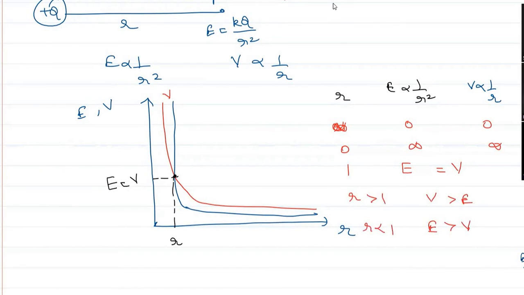If it is not clear, let me know. Clear? Yes, ma'am. So that's why at this point they both intersect with each other. That is R equal to 1. That time E will be equal to V. When R is greater than 1, that is this region, V is greater than E. That's why in the graph the V line is above the E line. And here, R is less than 1, so E value is greater than V. So this way you can remember this graph. Is it clear, this graph?